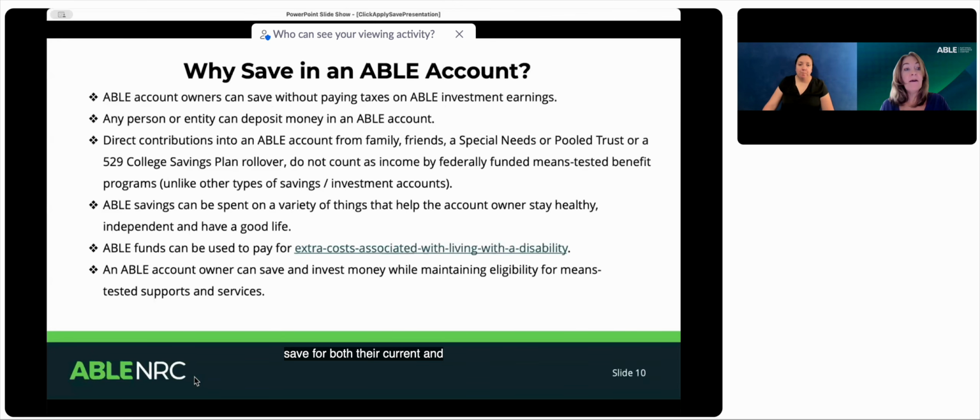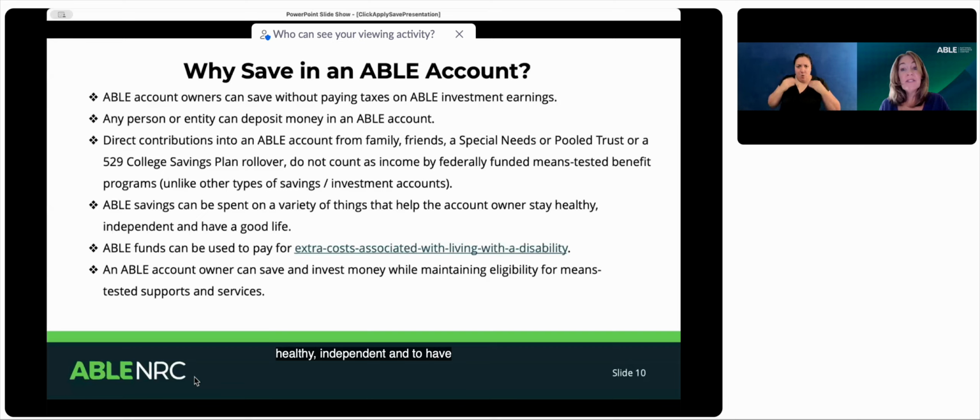So why save in an ABLE account? ABLE account owners can save without paying taxes on investment earnings. Any person or entity can deposit money into an ABLE account. Direct contributions into an ABLE account from family, friends, special needs or pooled trust, or a 529 college savings plan rollover, do not count as income by federally funded means-tested benefit programs, unlike some other types of savings and investment accounts. ABLE savings can be spent on a variety of different things that help the account owner stay healthy, independent, and to have a good life.